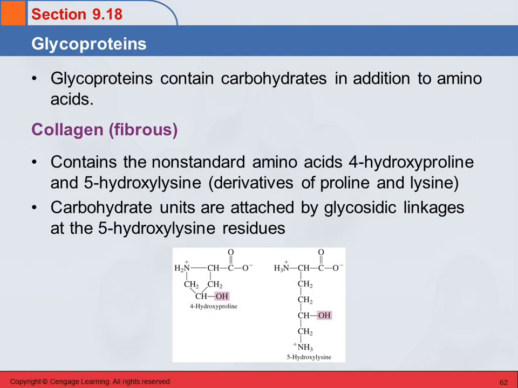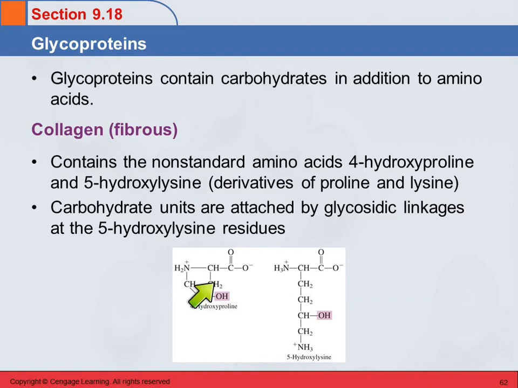Glycoproteins contain carbohydrates. We mentioned that way back at the beginning of the chapter. Collagen is an example of a glycoprotein. It's a fibrous protein. It contains two non-standard amino acids. These are derivatives of proline and lysine, but they have an extra hydroxyl group on them: 5-hydroxylysine and 4-hydroxyproline.